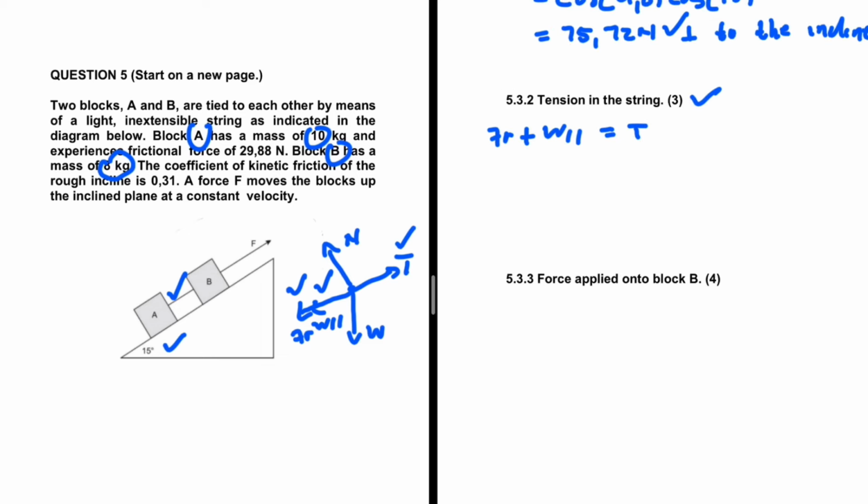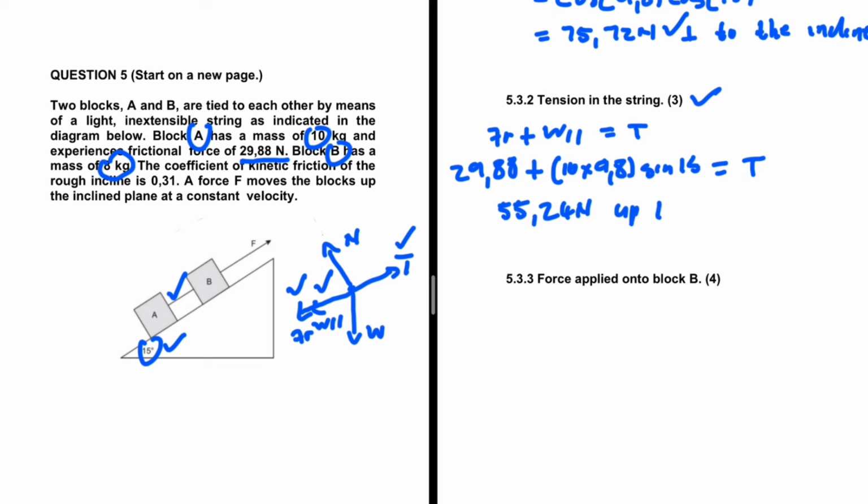We are given the frictional force that block A experiences. It is 29.88 newtons. So we're going to have 29.88 newtons plus the parallel component of the weight. It is mg sin θ, so it is 10 multiplied by 9.8 sin of 15 degrees, the angle. This is equal to the tension. If you put that in your calculator, you will get 55.24 newtons up the incline. We have the magnitude and the direction. This is our tension force.